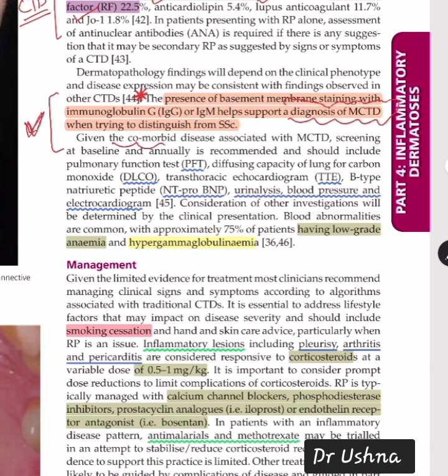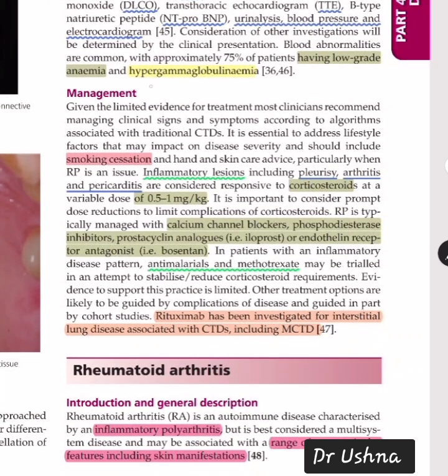For comorbid conditions, you have to remember other tests that can be done to rule out organ complications: pulmonary function test, DLCO, transthoracic echocardiography, brain natriuretic peptide, urine analysis, blood pressure, and electrocardiogram. There will be low-grade anemia and hypergammaglobulinemia.